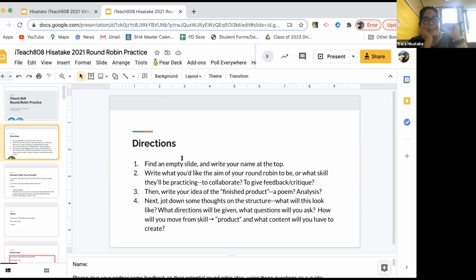Get some feedback? And then start thinking about the structure of this. What's it gonna look like? What directions are you gonna give? What questions are you gonna ask? How are you gonna move from the skill that you want to practice to the product that you're gonna create at the end of the day?